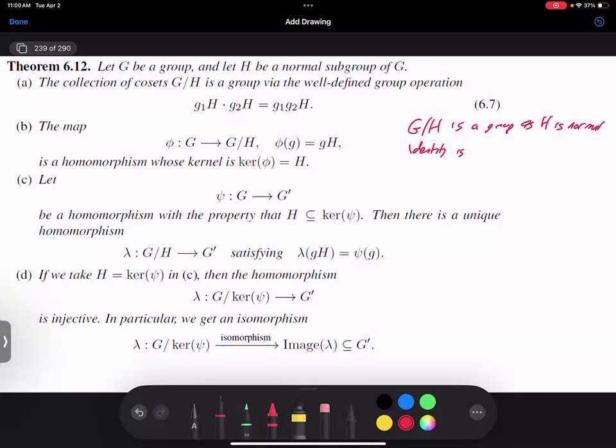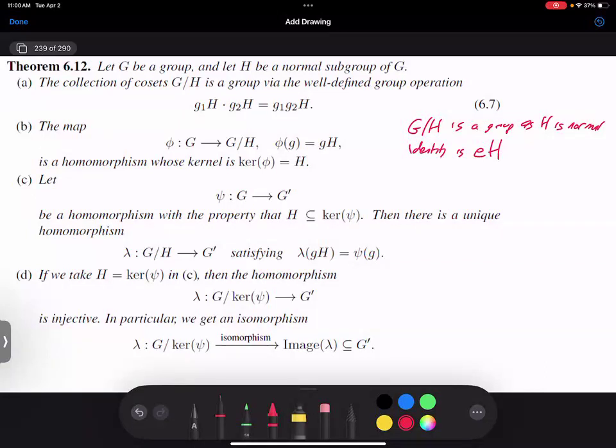Just H, or I want to write H as something times H. Identity times H. That should be the identity coset. And what part B is saying is that if I look at this map, the only things that get sent to the identity coset are the things that are in H. That makes sense. Anything else that's not entirely in H is going to be sent to a different coset. So again, I urge you to go through and put in the details of all of this.